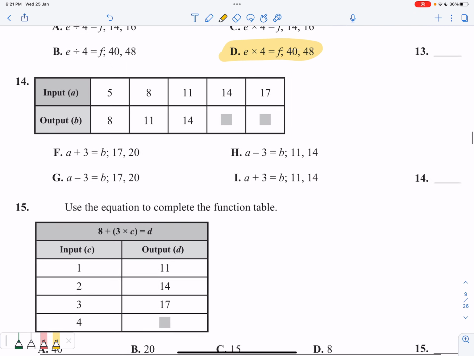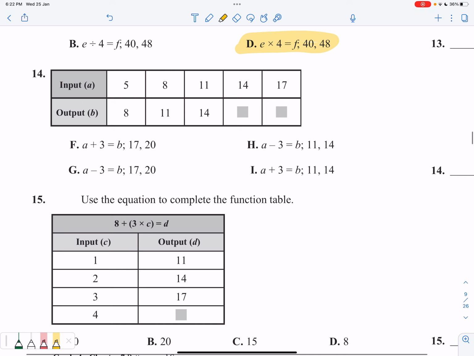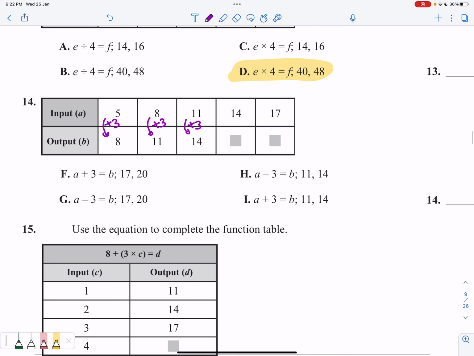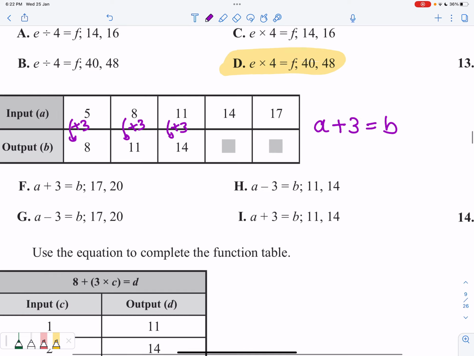Now, let's do number 14. The input here was 5, then it became an 8. So how could the 5 become an 8? One way is if we added 3 to it. So plus 3. Then 8 to 11, again plus 3. Then 11 to 14, plus 3. So what happened here to the pattern? We take the input, we add 3, so we get the output. So to get the outputs, we need to add 3.